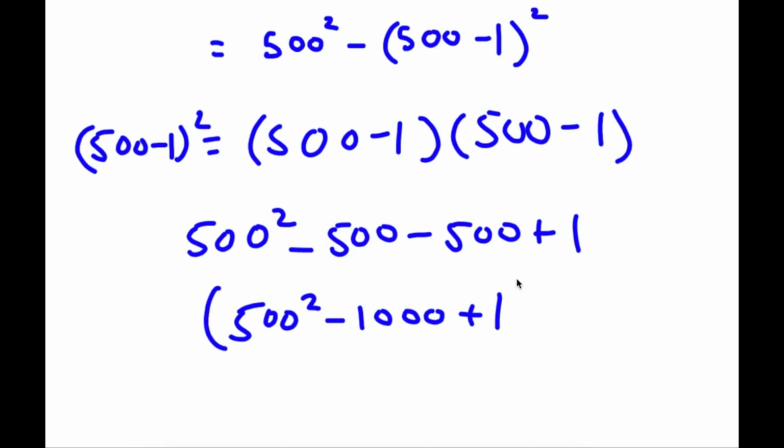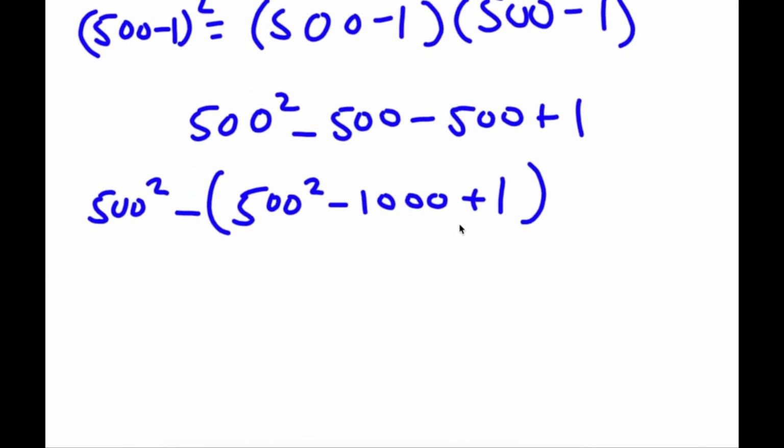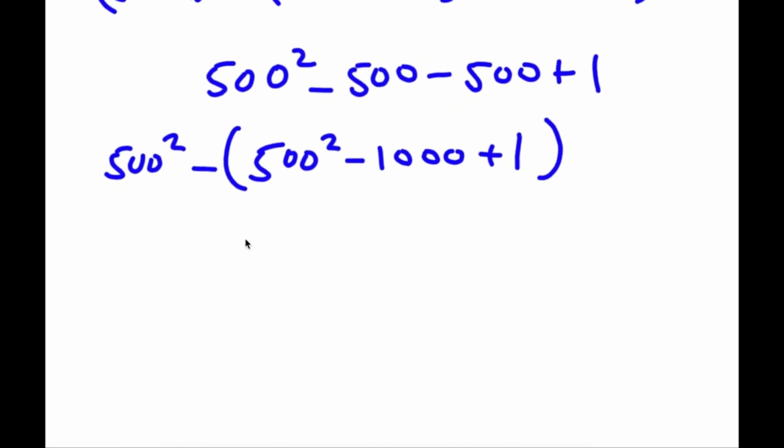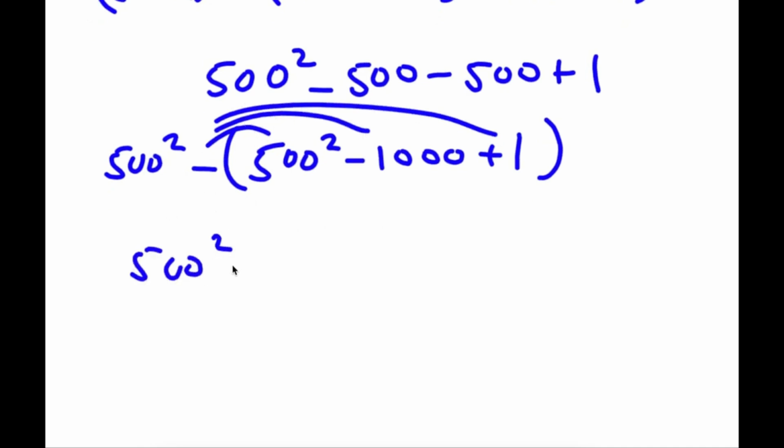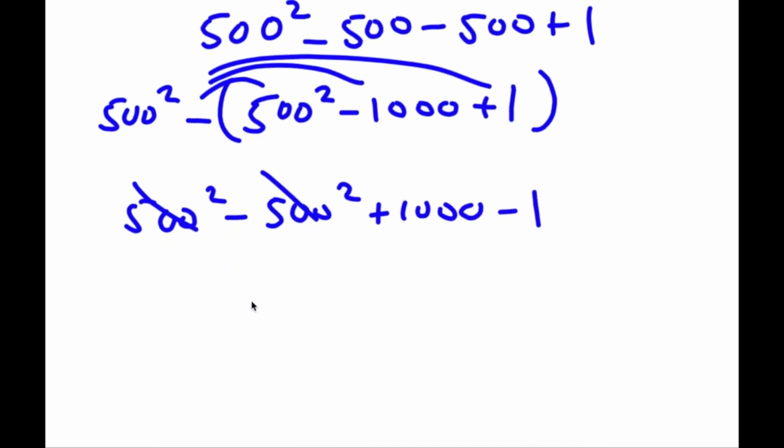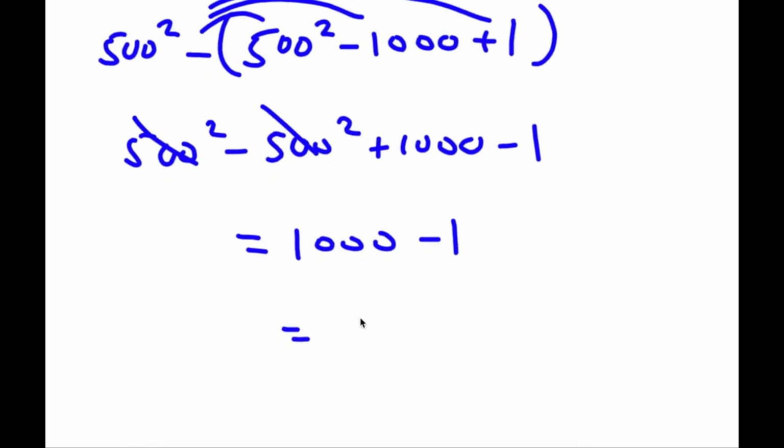And now that we've simplified this, we can add in our 500 squared now. So we have 500 squared minus 500 squared minus 1,000 plus 1. And now, if I distribute the negative sign, I have 500 squared minus 500 squared plus 1,000 minus 1. So then these two cancel out, and I'll be left with 1,000 minus 1. And 1,000 minus 1 is 999. So now 999 is my answer.